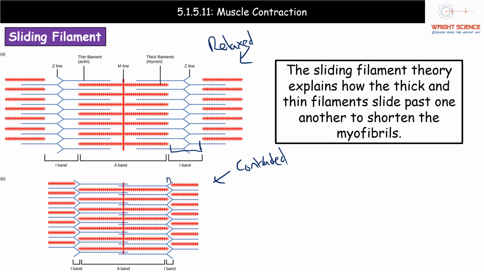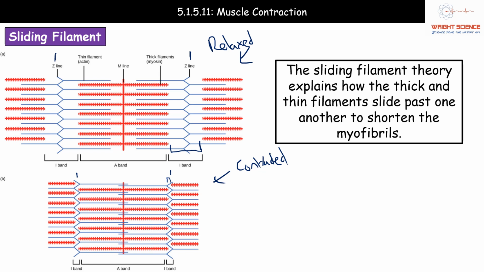The next thing we will see is that the Z lines are moving closer together. We have a Z line here and a Z line here at the top, and then they are moved closer together. We then have a greater degree of overlap between our thick and thin filaments. So the myosin and the actin have a greater degree of overlap, which we can see in the diagram with the red and the blue lines.